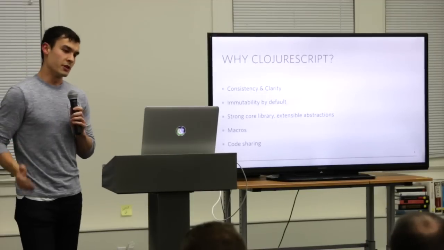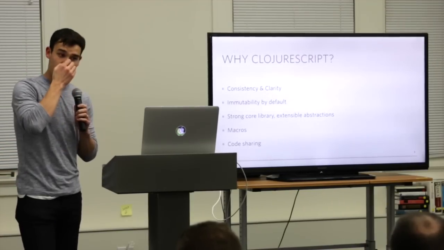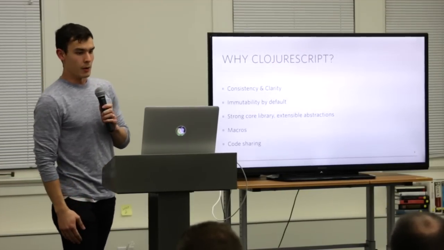ClojureScript shares mainly the same core library with Clojure. This library has a lot of powerful abstractions over its data structures, whether these be vectors, lists, or maps. A lot of these abstractions are also extensible for your own data structures, which is really, really powerful if you use them tastefully.